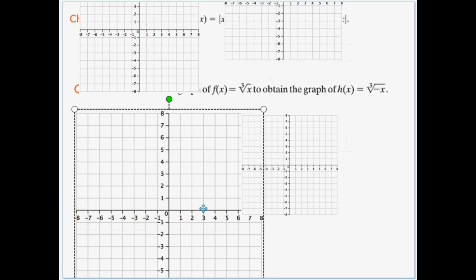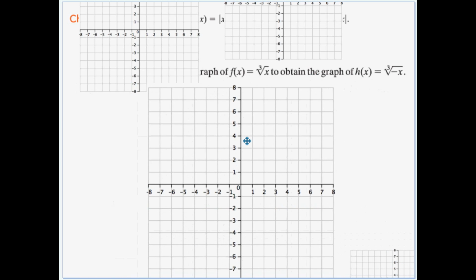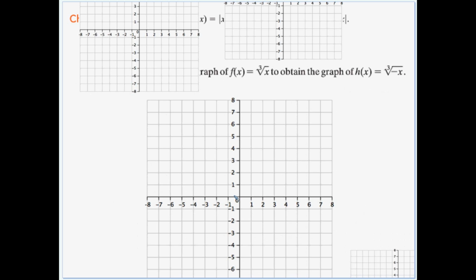Here. Maybe I'll just do both of these on the same graph. So cube root of x: cube root of 0 is 0, cube root of 1 is 1, cube root of 8 is 2, and we can also cube root our negatives. So this is the graph that kind of looks like that elongated S going through the origin.